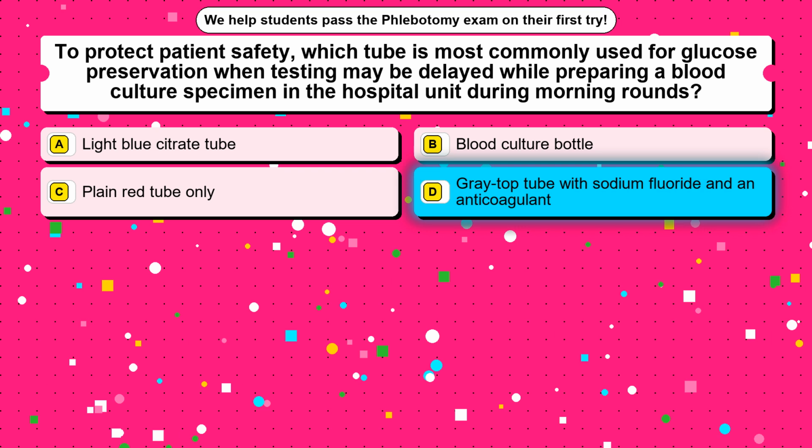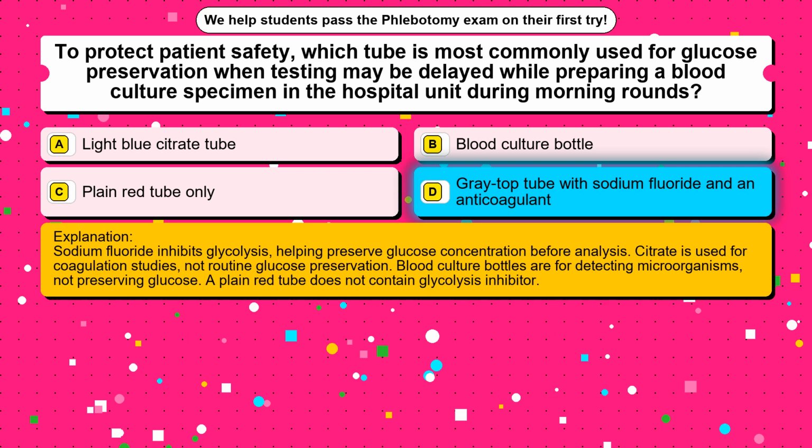The correct answer is option D, gray top tube with sodium fluoride and an anticoagulant. Sodium fluoride inhibits glycolysis, helping preserve glucose concentration before analysis. Citrate is used for coagulation studies, not routine glucose preservation. Blood culture bottles are for detecting microorganisms, not preserving glucose. A plain red tube does not contain a glycolysis inhibitor.